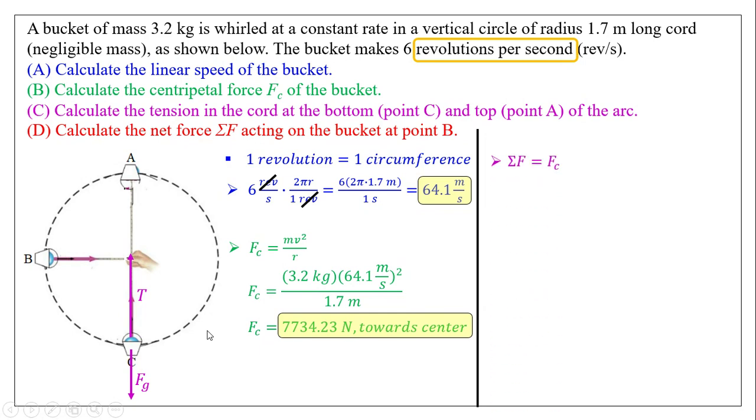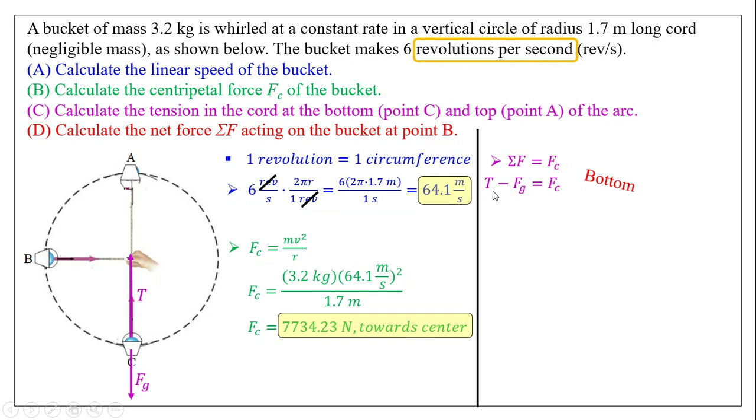Okay, so here I'm going to set up the physics for it. Net force is equal to the centripetal force at this particular location, point C. At point C, I have T pointing upward, subtracted from F of G, because both these vectors lie on the y-axis at this point. So in my work, I have T minus F of G equal to F of C. But we're asked to find the tension.